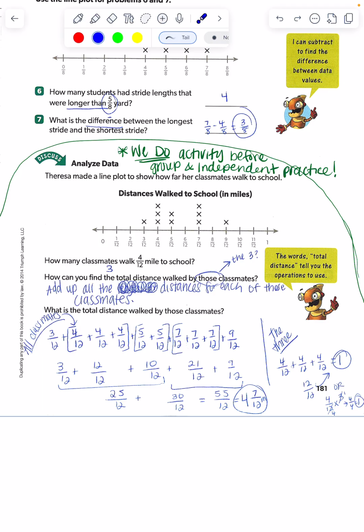Again, sorry, this question is about distances walked to school by different students. And so if they want them to find the total, they are going to have to add up the value for each of these X's. So 3 twelfths plus 4 twelfths plus another 4 twelfths plus another 4 twelfths to give them the total.